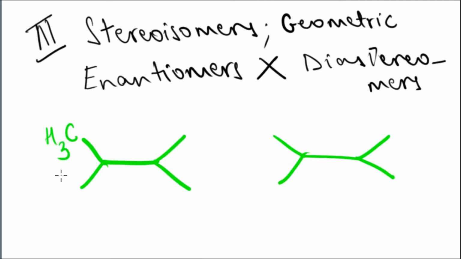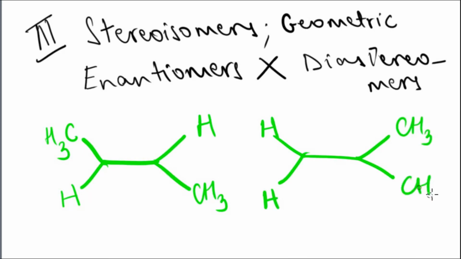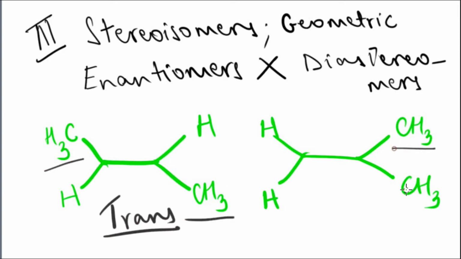You can see that this is a trans. Why? Because the same functional groups, for example, the methyl groups, are on opposite sides, and so are the hydrogen groups. But in this one, which is the isomer of it, the cis isomer, the methyl groups are on the same side.